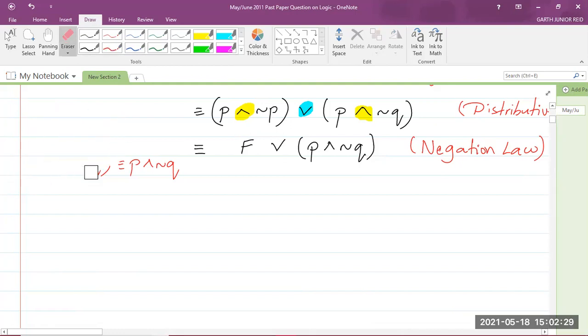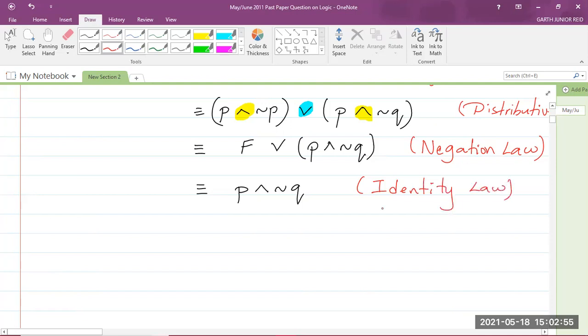So just now write that. All right, let's write that here. So F or P and not Q is going to be logically equivalent to P and not Q. Okay, good. And I have just used the identity law, so just write that. So I just used the identity law. Good. That is what we have. Okay. All right. So we're one step closer.